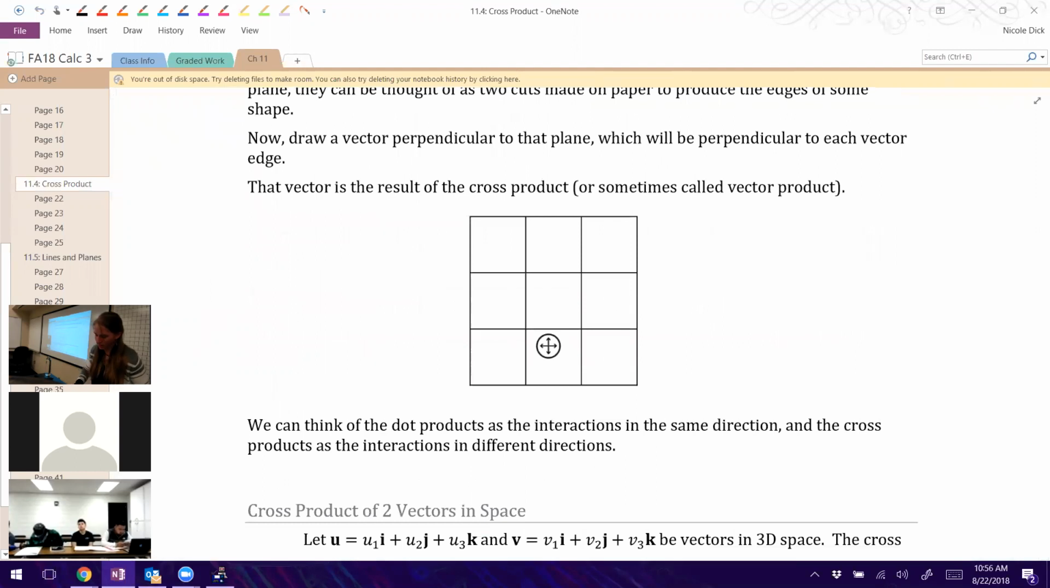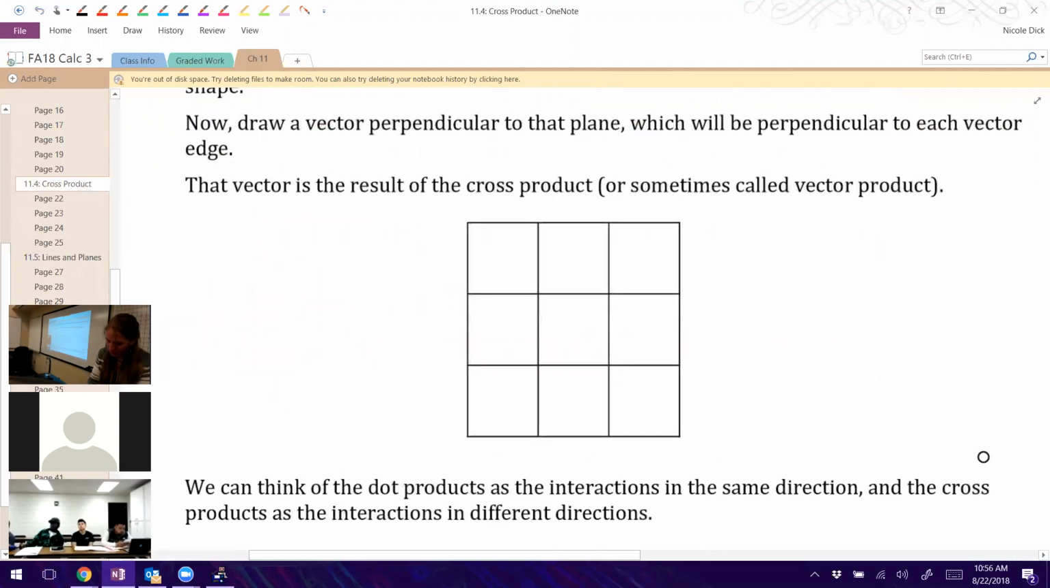So jump down to this little grid, and I'll try to explain what we're doing here. We are only going to work with cross products in 3 dimensions. We're not going to work with cross products in 2D or 4D, just 3-dimensional cross products.